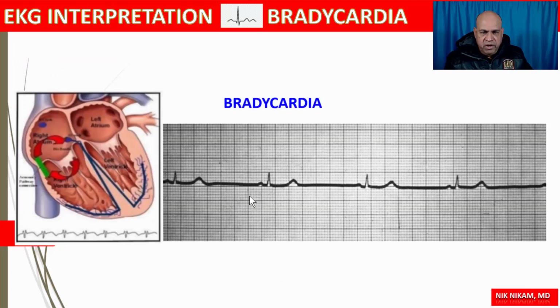Here is an example of sinus bradycardia, where the heart rate is considerably slow, but we have regular PP cycles, regular RR cycles, regular PR interval. So this is a classic example of a sinus bradycardia. So the rate is less than 50 beats per minute.